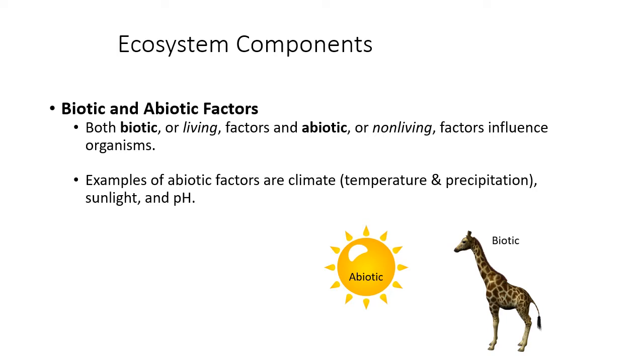Abiotic factors are like climate, temperature, precipitation, natural disasters, pH. Those are all abiotic factors, things that aren't alive, but they still affect living things. So in the bottom you see we have the abiotic factor of sunlight and the biotic factor of a giraffe.